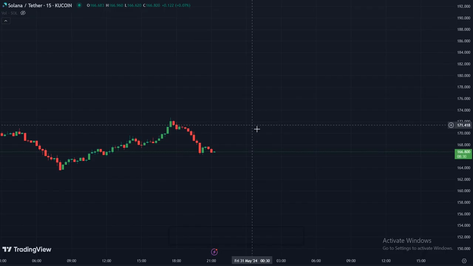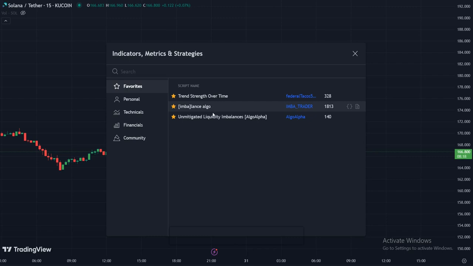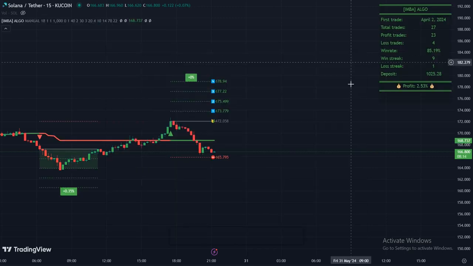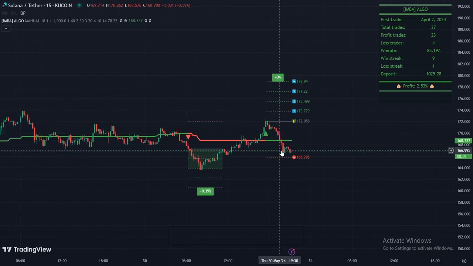So I am currently viewing the Solana price chart on the 15-minute time frame. To add this indicator to the chart, simply search for the Imbalance Algo by Imba Trading. The Imbalance Algo is a trend-following indicator based on Fibonacci retracement.